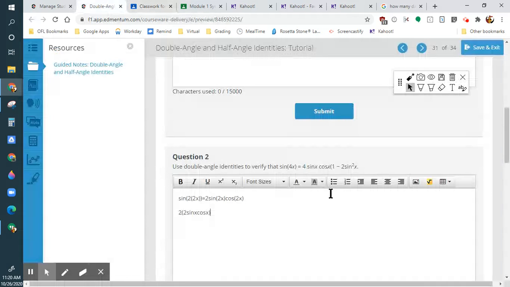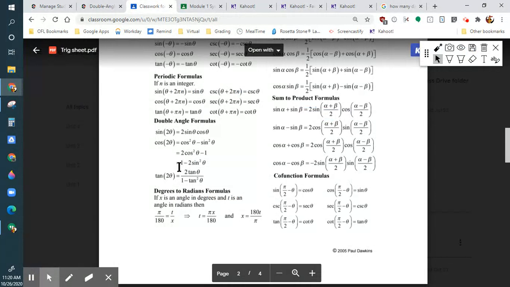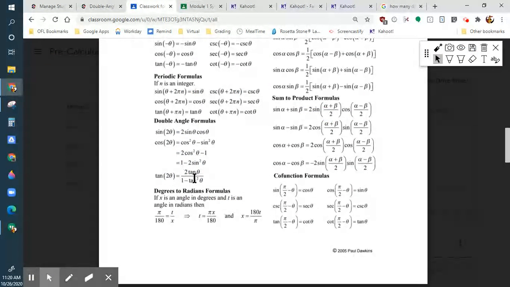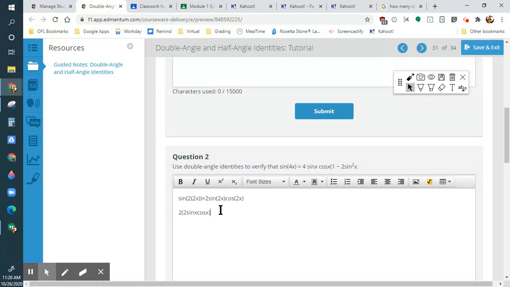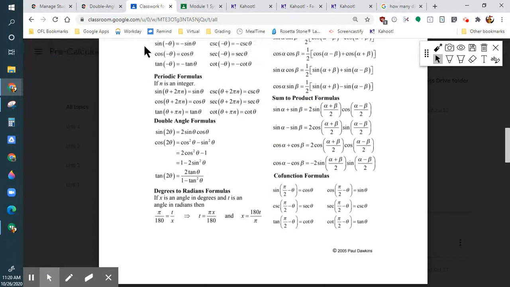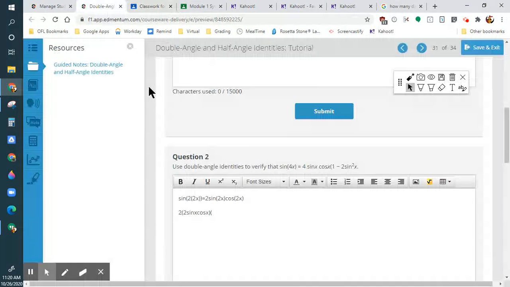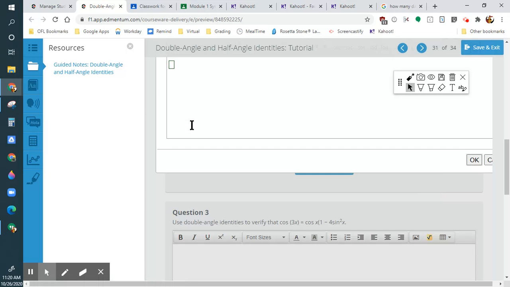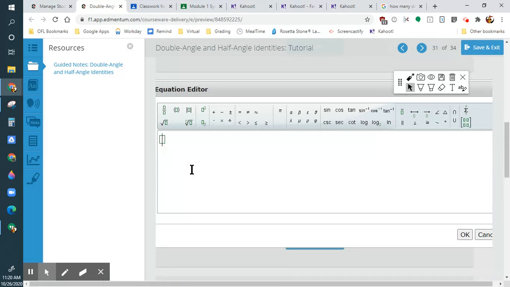Oh, actually, look here. This one right here, 1 minus 2 sine squared x. So we do want that last one. So that just changes into parentheses, 2, where is it? Parentheses, 1 minus, oh, I'm going to have to do this in the equation editor, because I can't do powers without the equation editor.